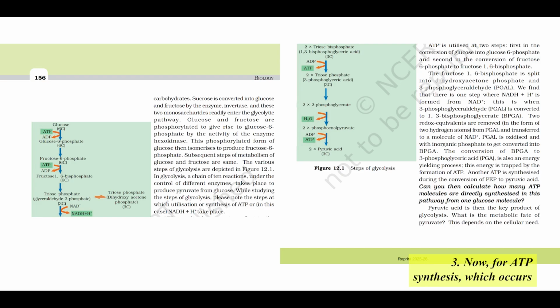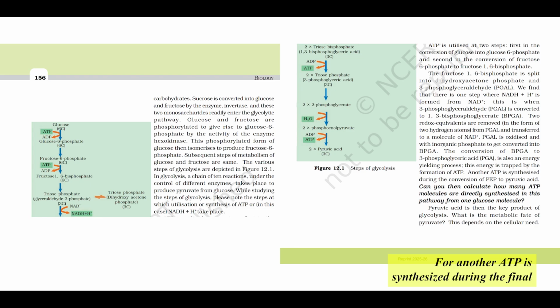3. Now, for ATP synthesis, which occurs via a mechanism called substrate-level phosphorylation, the conversion of BPGA, 1,3-bisphosphoglycerate, to 3-phosphoglyceric acid, PGA, is an energy-yielding process. The energy released from the breaking of a high-energy phosphate bond within the substrate itself is directly utilized to form ATP from ADP and inorganic phosphate. This is like the cell's quick cash ATM, where energy is transferred directly without a complex chain. Since we have 2 BPGA molecules, 2 ATPs are formed at this specific step.